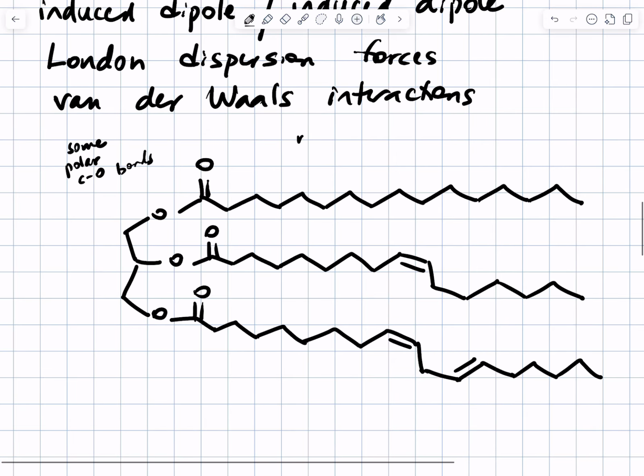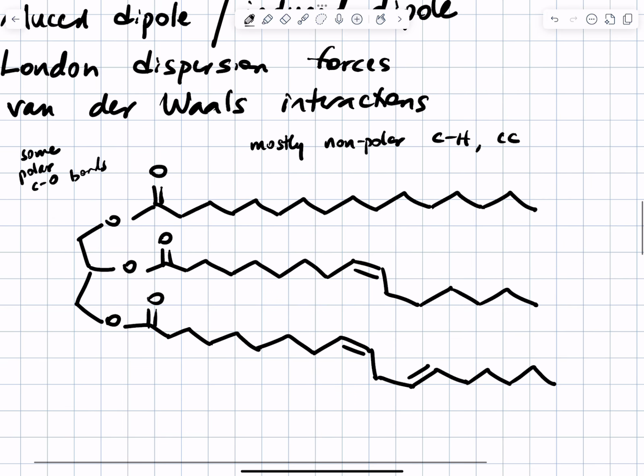But overall, you've mostly got non-polar CH and CC bonds. So that tells you that overall this molecule is relatively non-polar. Now, as you do problems in the study guide, you may have some early stage problems that are like, is this molecule polar or non-polar? And that's fine, but you may kind of wonder what the cutoff is for something that is polar versus non-polar.